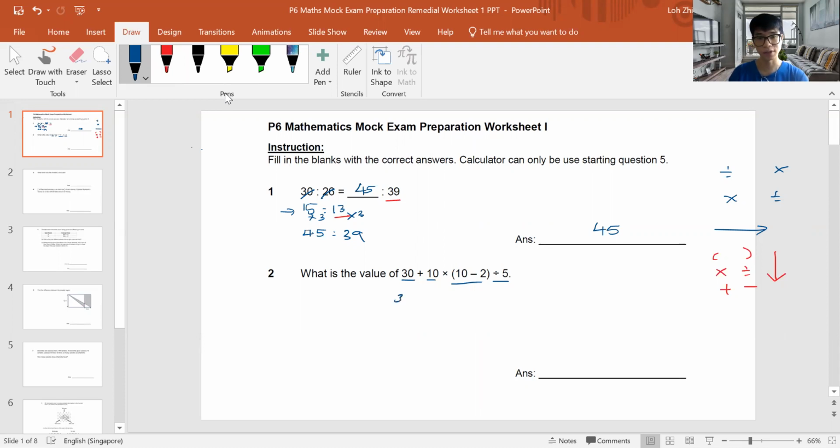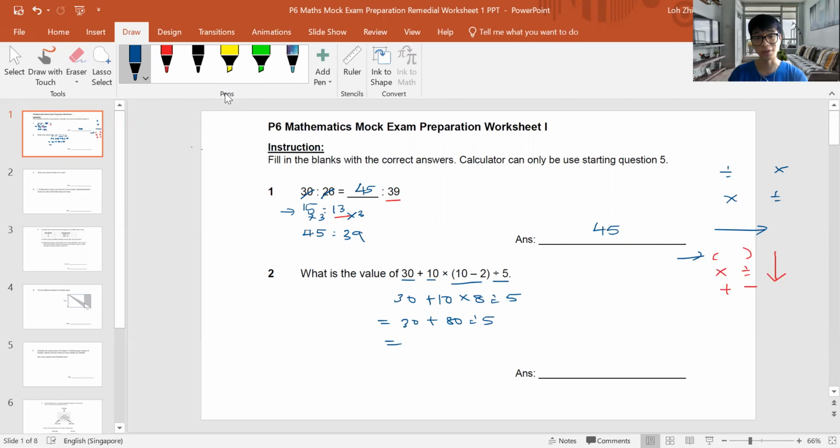So we know that it's 30 plus 10 times, and the first thing we need to do is the parentheses. So 10 minus 2 is equal to 8. Then we divide by 5. The next step, we need to do times and divide first. And according to the sequence left to right, we need to do the times first. So 10 times 8 is equal to 80. Then we divide by 5.